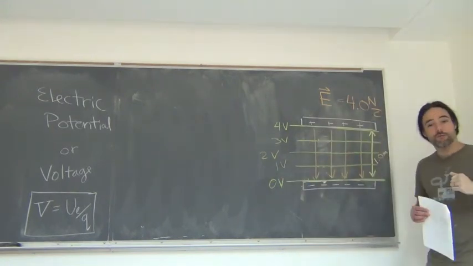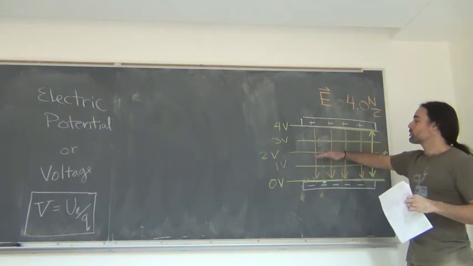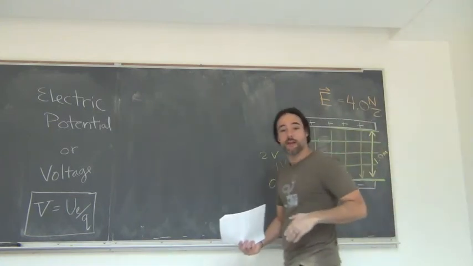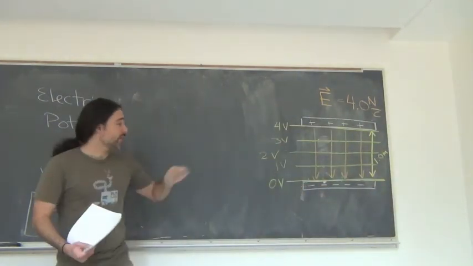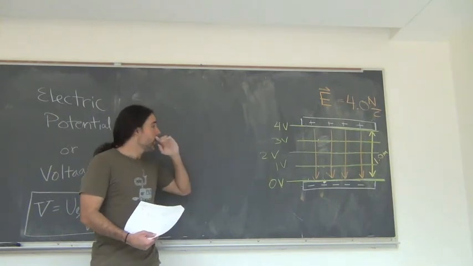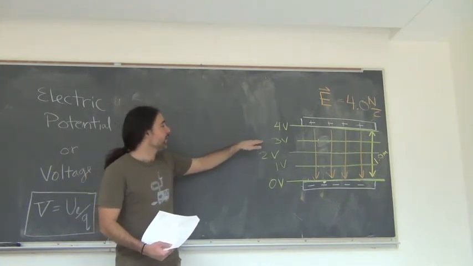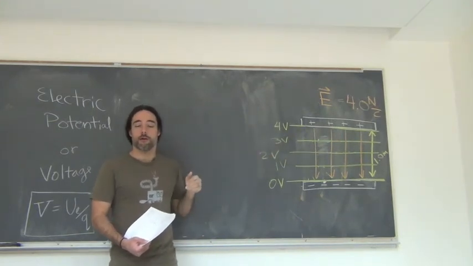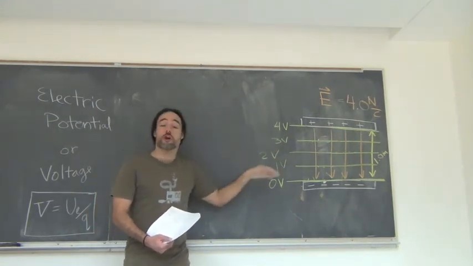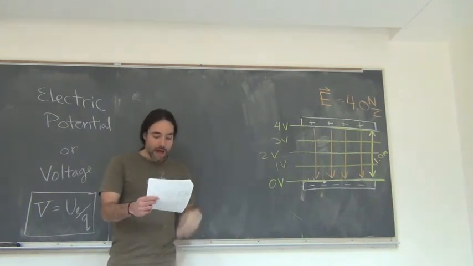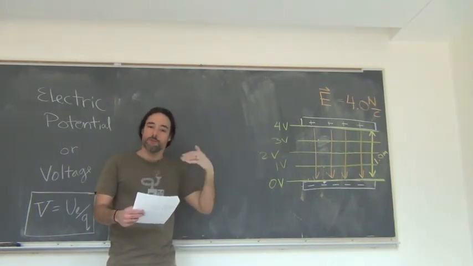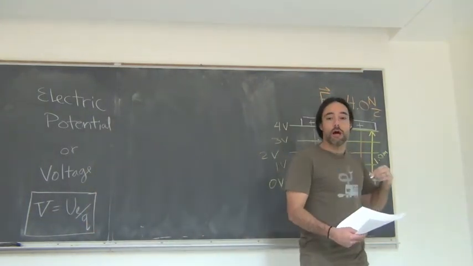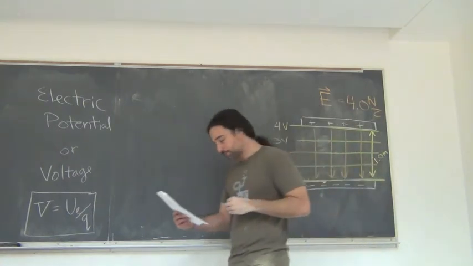Since I have a uniform electric field, the voltage just changes in nice even steps. Now that will not always be the case. It changes in nice even steps only when we are dealing with uniform electric fields, as we do when we have a parallel plate system that's charged up. So I want to go over just a few different properties of voltage and how voltage interacts with charges.